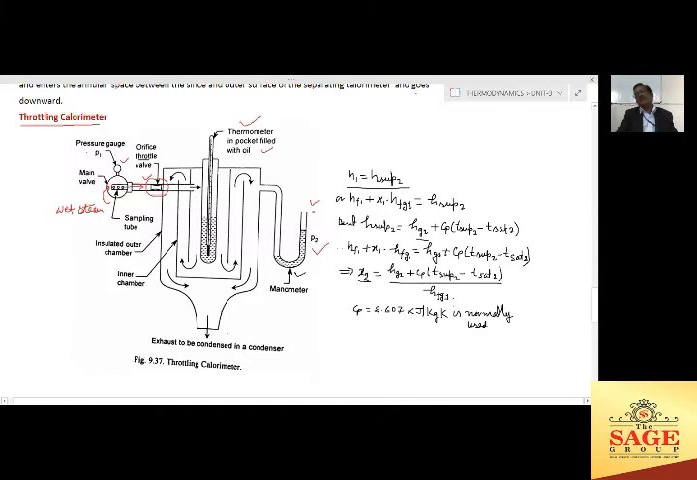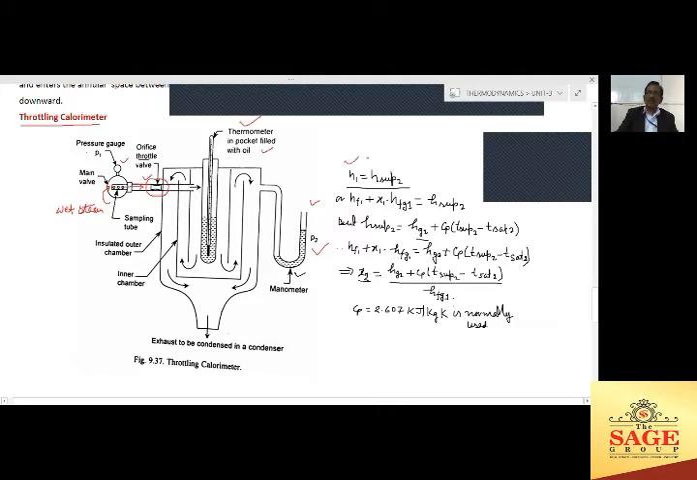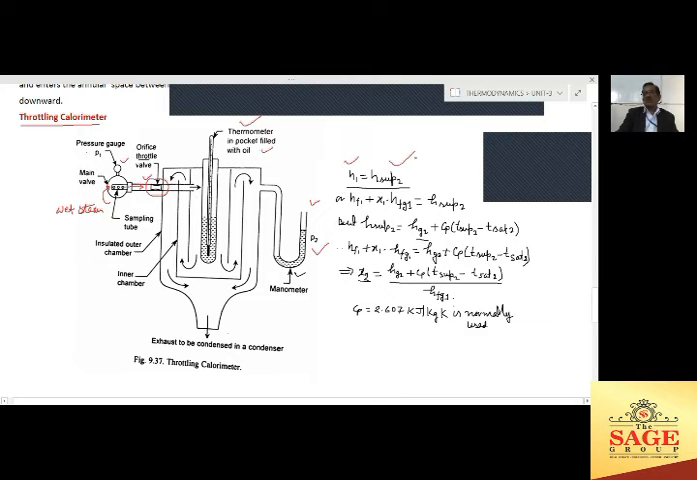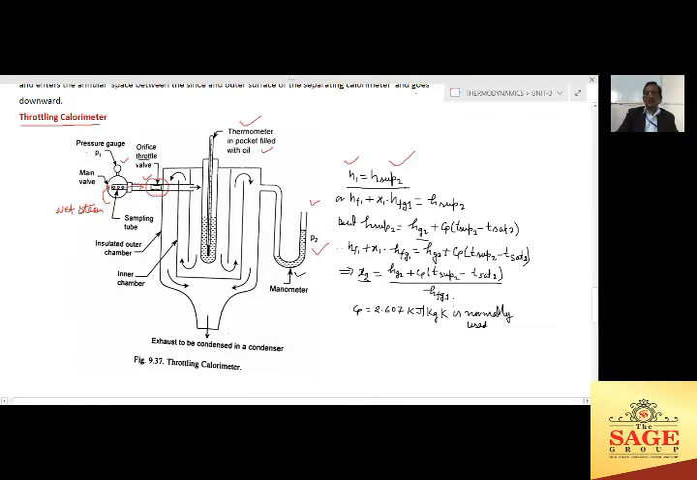After throttling, because in this process the enthalpy remains constant, the enthalpy before throttling is H1 and the enthalpy after throttling is H super 2, because the steam will now be superheated steam. Because the enthalpy remains constant in this process, we can just equate both enthalpies.